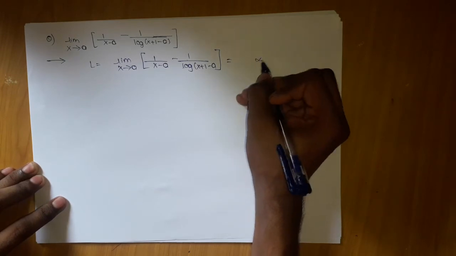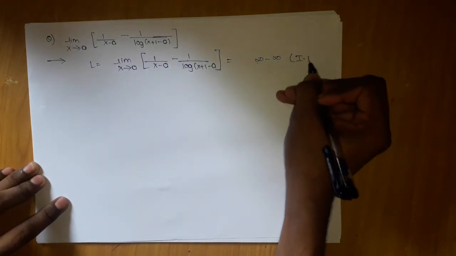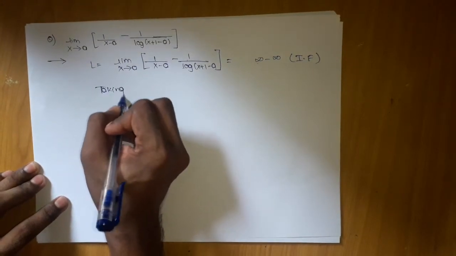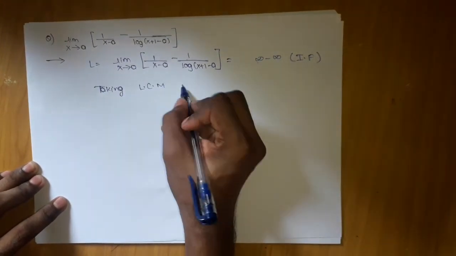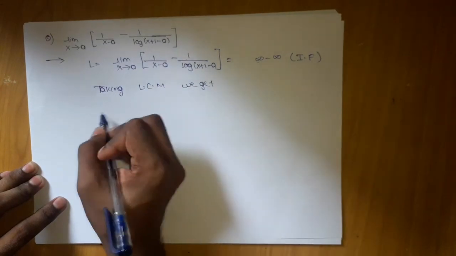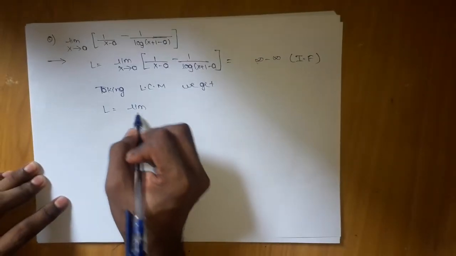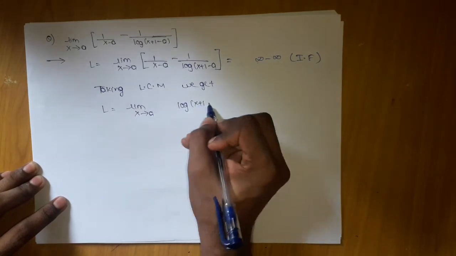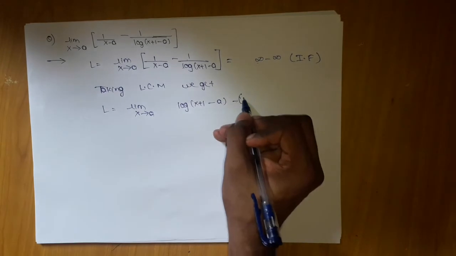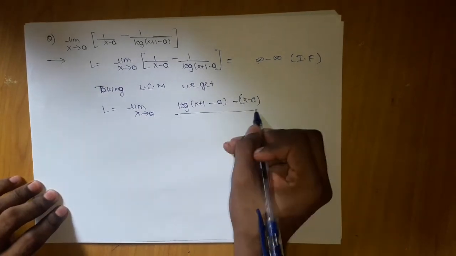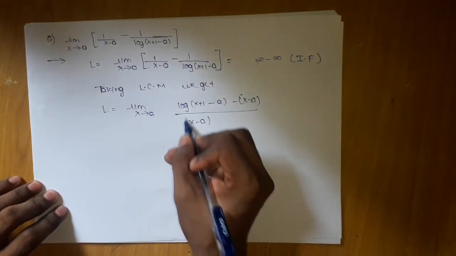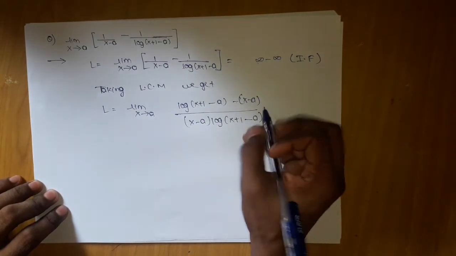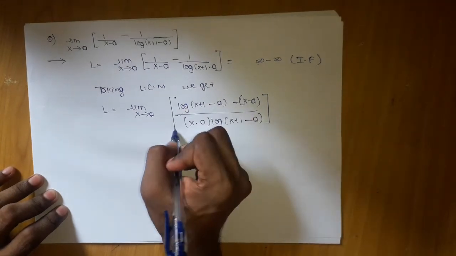Substitute the values, you will come to know it is infinity minus infinity, which is an indeterminate form. Taking the LCM, we get limit x tends to a, log x plus 1 minus a minus x minus a, by x minus a into log x plus 1 minus a. Okay, we are getting this thing.